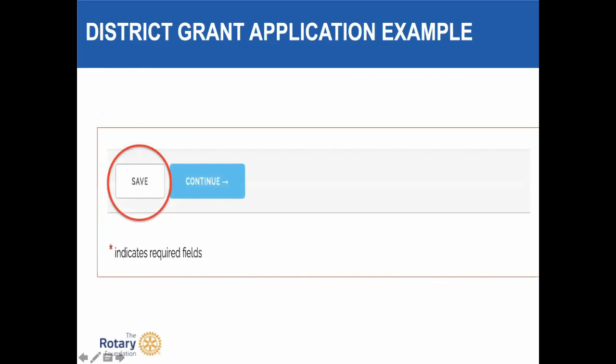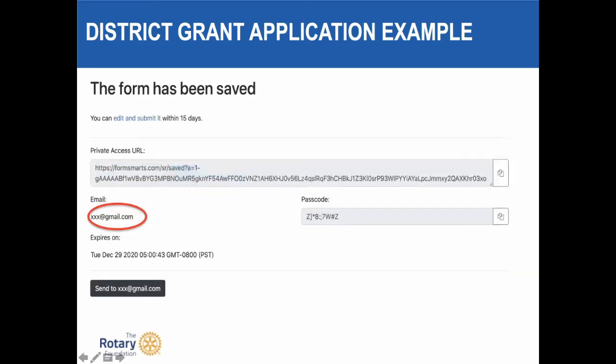A new feature this year. Let's say you're working on your district grant application and you need a little bit more information before you can complete it, you click on Save. And when you click on Save, you'll receive an email that says you can edit and submit your application within 15 days. To access your application, you click on the private access URL, put in the passcode, and your form will pop back up.